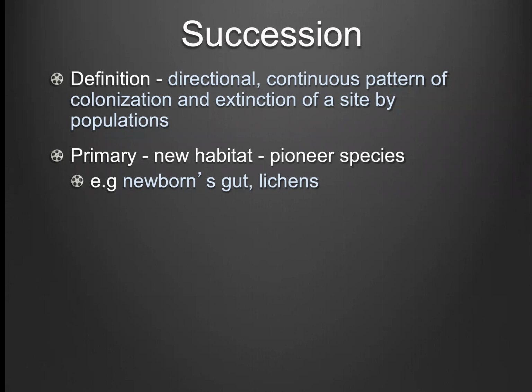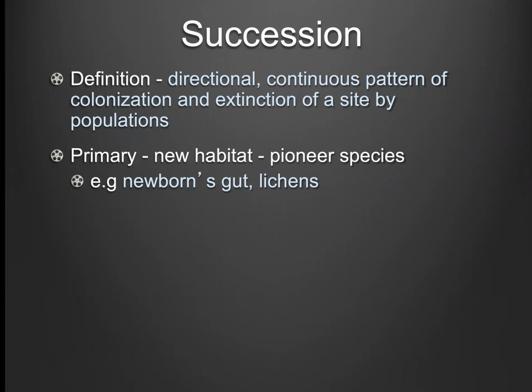So for example, in a newborn baby's gut, right, that baby is born with a sterile gut. A newborn's intestines don't have lots of bacteria in them. It's only after they start to feed or after passing through the birth canal that they become colonized and start to take on a microbiome inside their gut. The way that the species interact with each other as that colonization occurs is a primary succession.